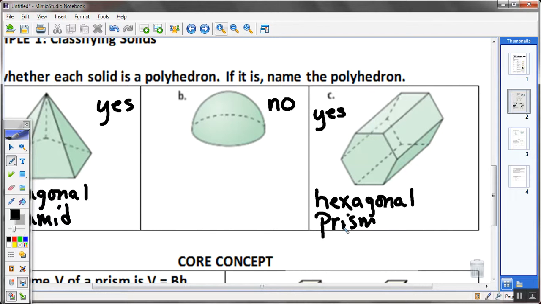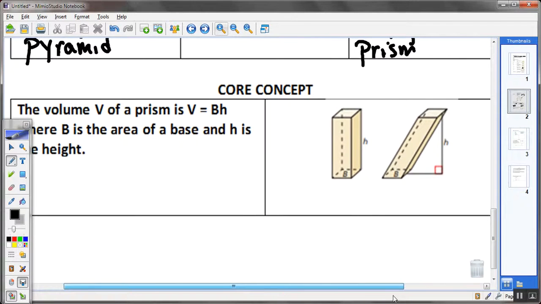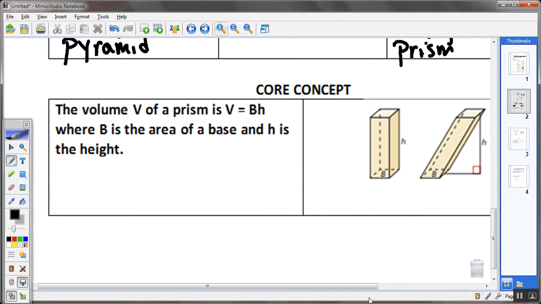Okay, so let's jump down here to our core concept. This is a pretty big idea. I need a volunteer to read the core concept for me first. The volume of a prism is V equals BH, where B is the area of the base and H is the height. Okay, so when we talk about B, B is always the area of my what? Base.